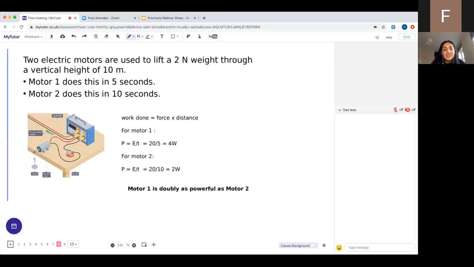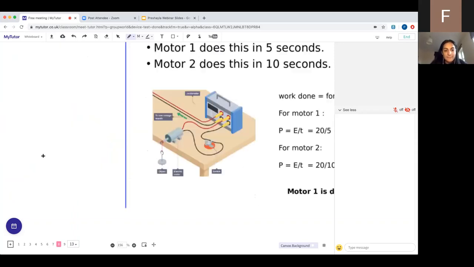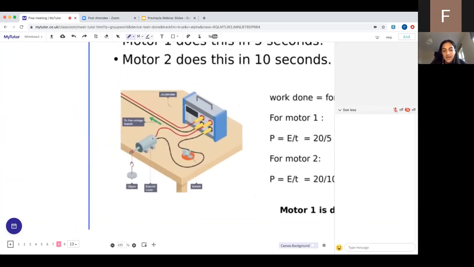So we need to be able to compare 2 different motors, 2 different electrical motors, which are used to lift a weight through a vertical height. As you can see in our diagram, we have a motor here. This is our motor. And we have an object attached to the motor. The motor is able to kind of wrap up the string to make the object lift. That's how the motor works.